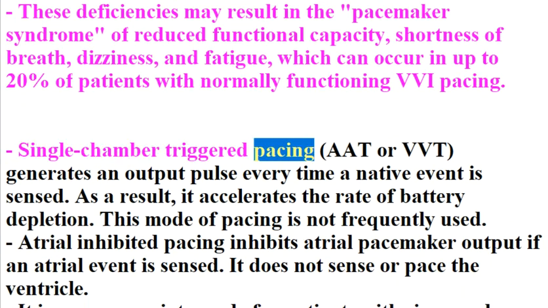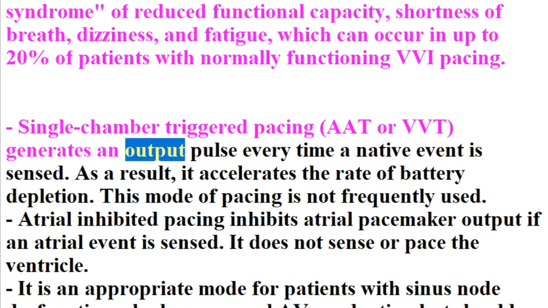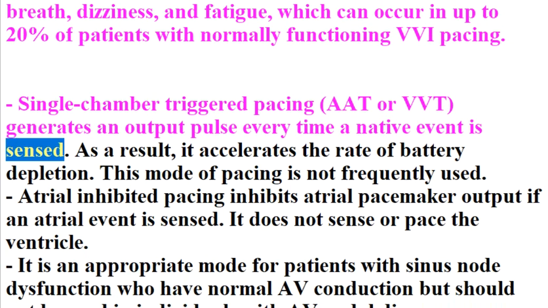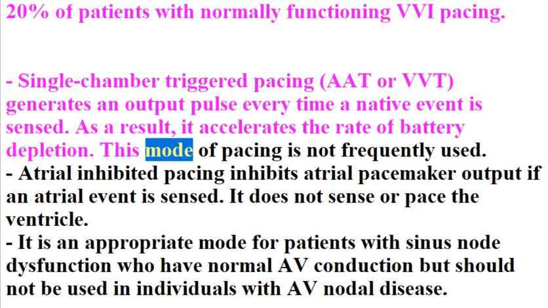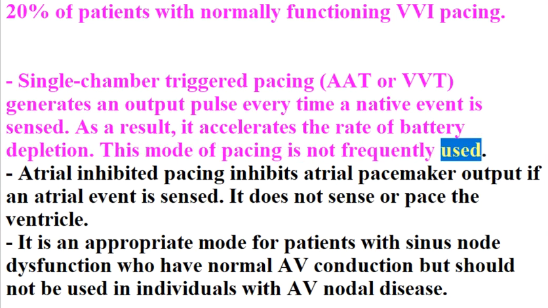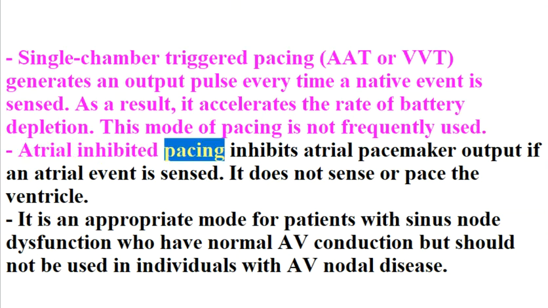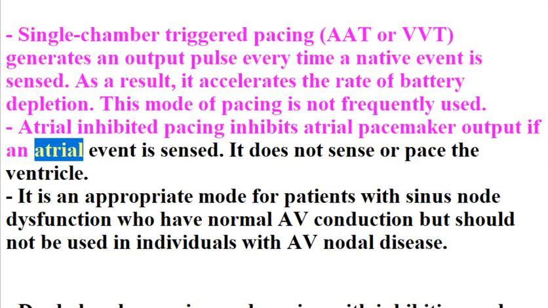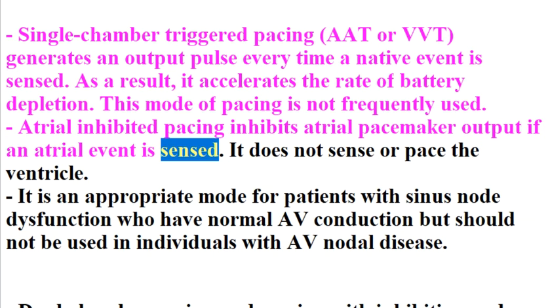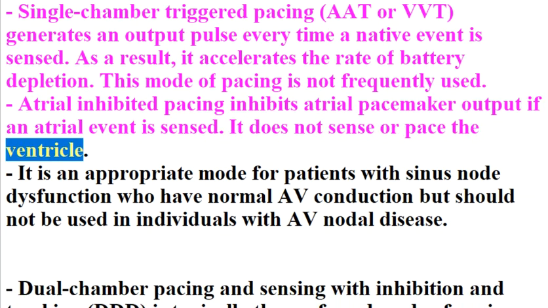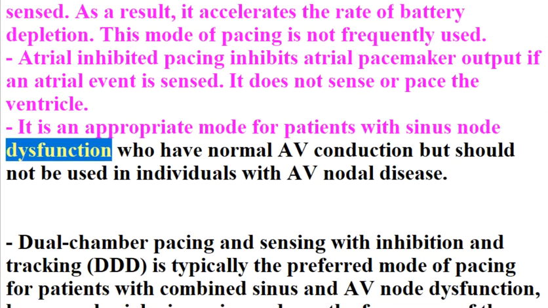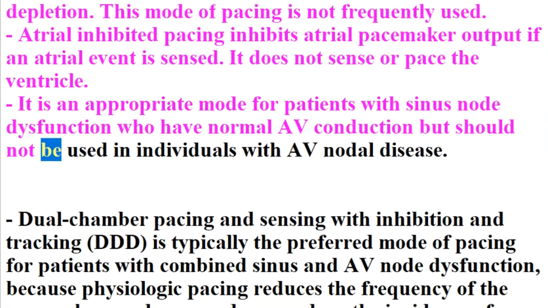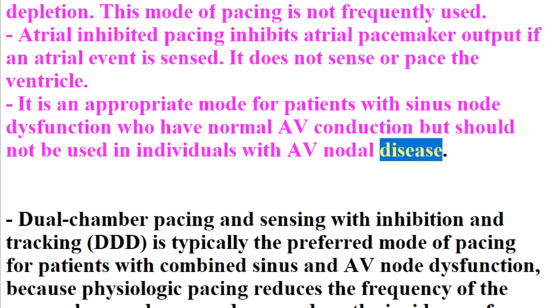Single-chamber triggered pacing, AAT or VVT, generates an output pulse every time a native event is sensed. As a result, it accelerates the rate of battery depletion. This mode of pacing is not frequently used. Atrial inhibited pacing inhibits atrial pacemaker output if an atrial event is sensed. It does not sense or pace the ventricle. It is an appropriate mode for patients with sinus node dysfunction who have normal AV conduction but should not be used in individuals with AV nodal disease.